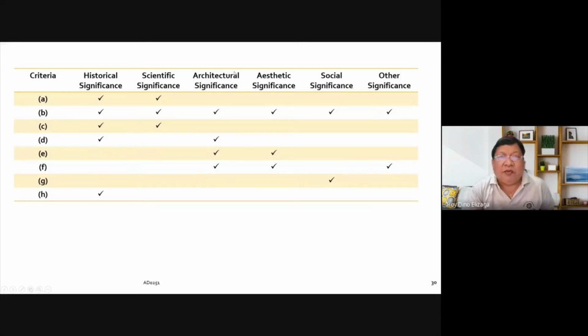They don't have the spiritual significance. Instead, they have the architectural significance. And then there are some which only satisfy one. For example, criterion G will give you only the social significance, and criterion H will only give you a historical significance.